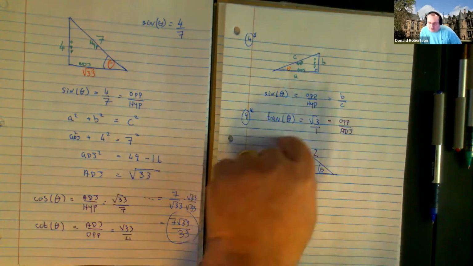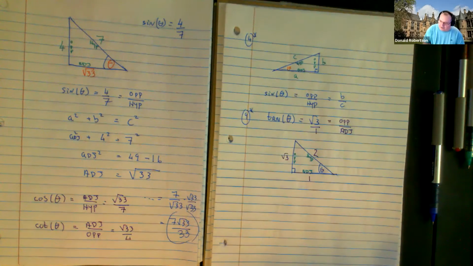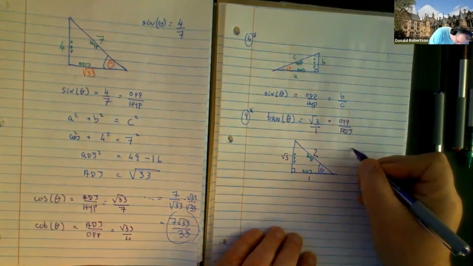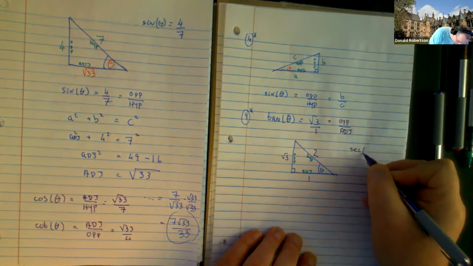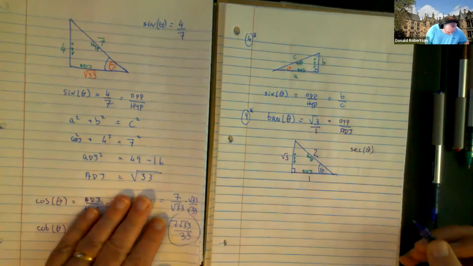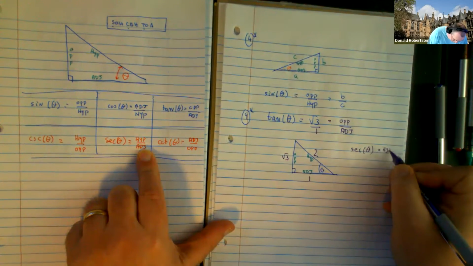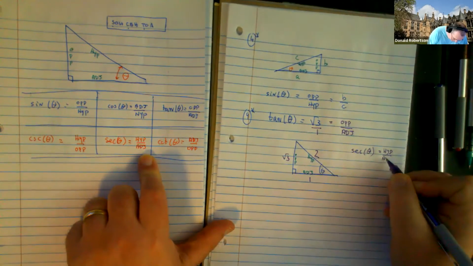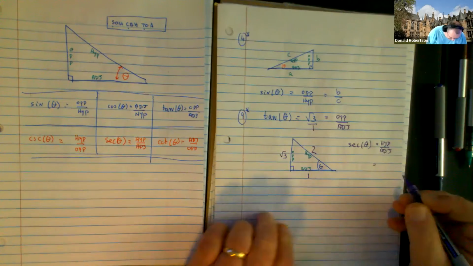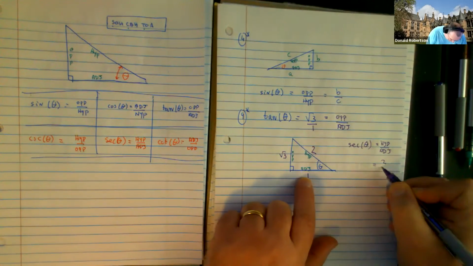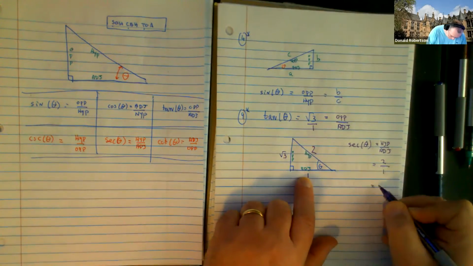Now, once you've got that guy, can't you get all of them, right? The other 5. So just because I want to, I'm picking one at random. If I wanted to get the secant, I would do hypotenuse divided by the adjacent. And that would be 2 divided by 1. And that would be the nice answer too.